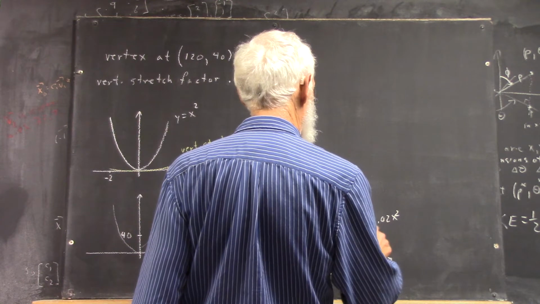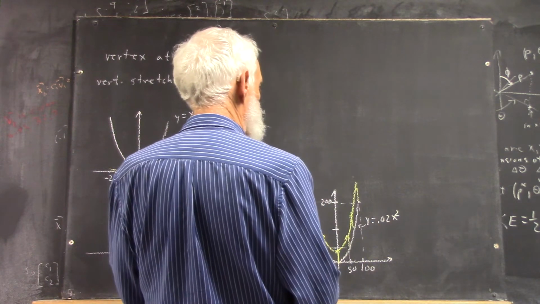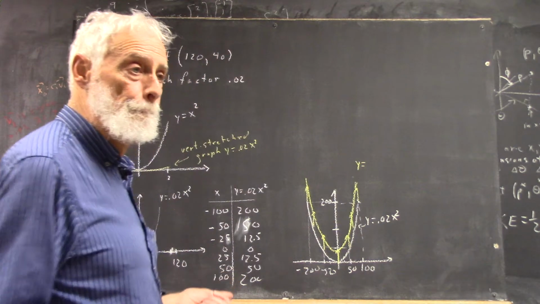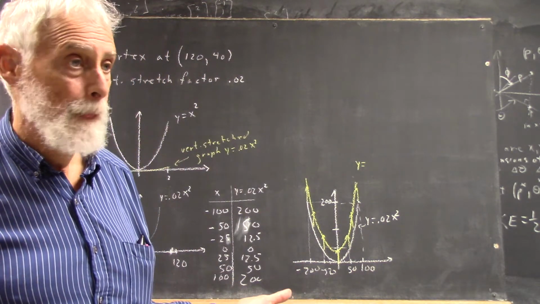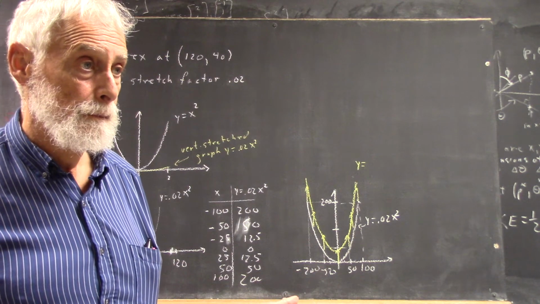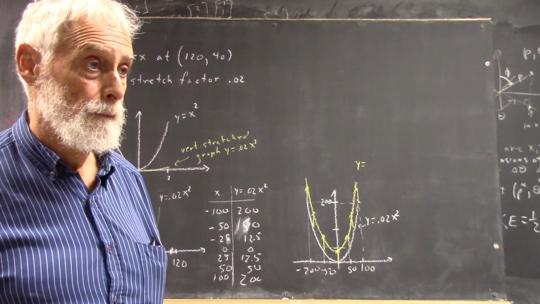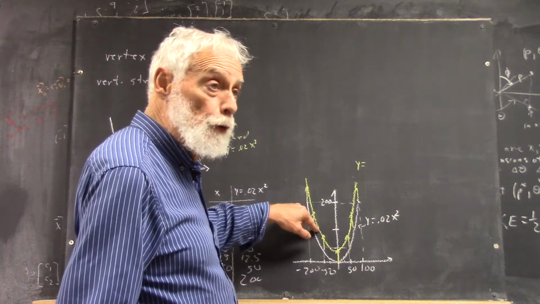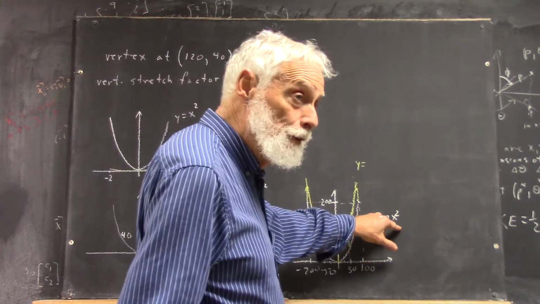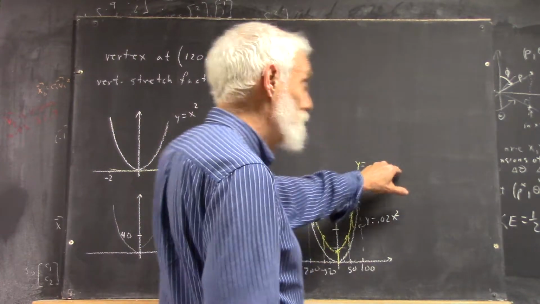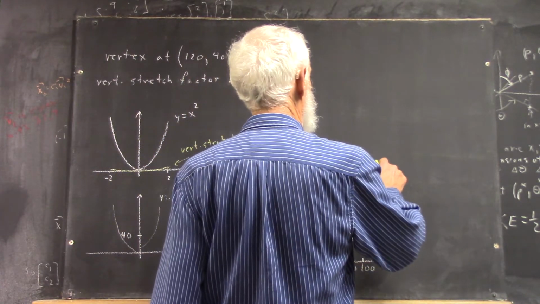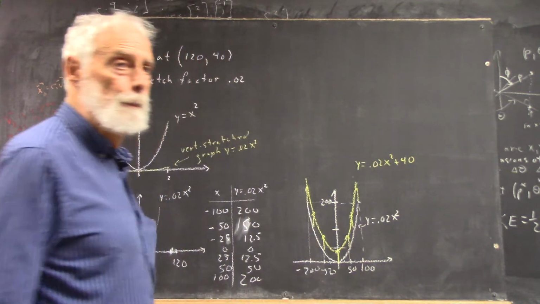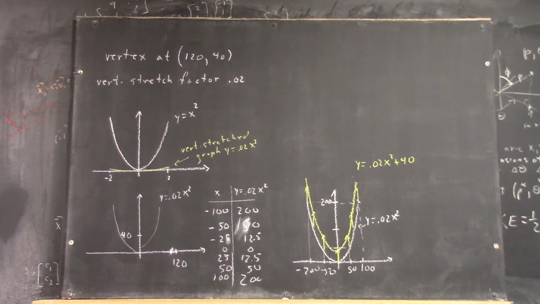So this graph is now y equals 0.02x squared. This graph is y equals what? 0.02x squared. Yeah, because every y value, we've added 40, right? If we add 40 to these, we get plus 40, right? Of course, that's going to be this. That's 0.02x squared plus 40.